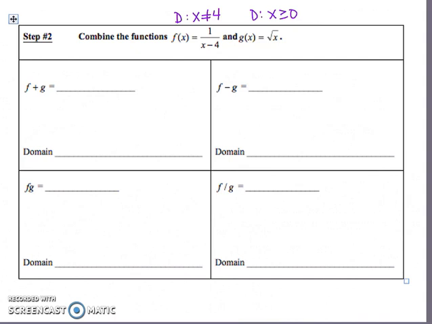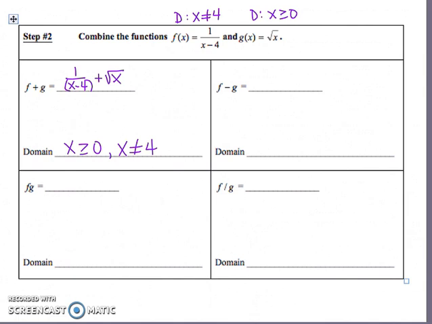So if I want to add f of x plus g of x, that's just going to be 1 over x minus 4 plus the square root of x. I cannot combine that any better. Those aren't like terms. I've got a radical. I've got something that's not a radical. I suppose I could find a common denominator and add them together, but at this point, I'm just going to leave it like that. And my domain is going to be the domain that I found on my previous page. It's going to be the intersection of the domains of f and g, which is x has to be greater than or equal to 0, and x cannot be 4.